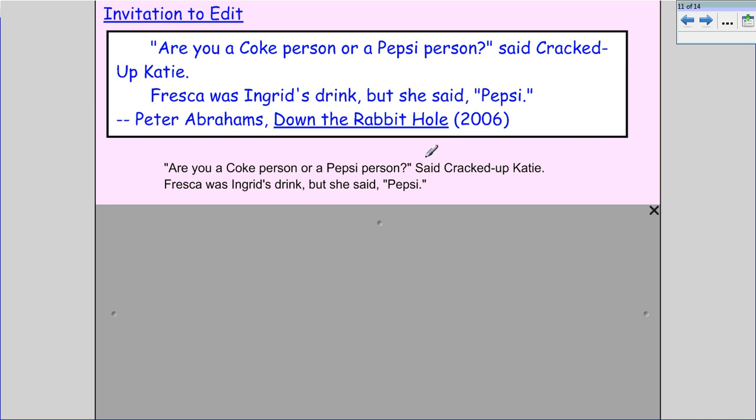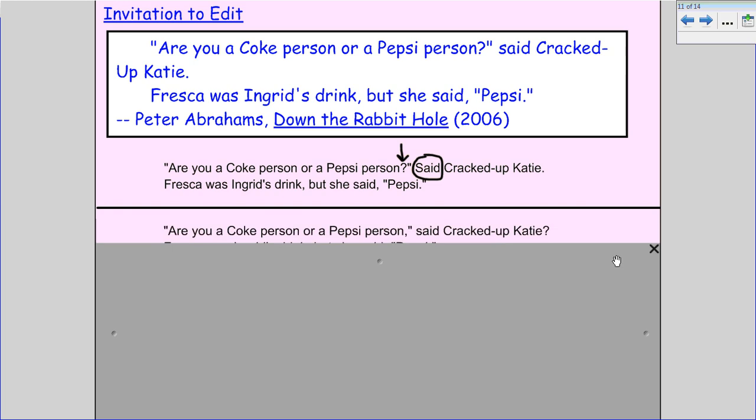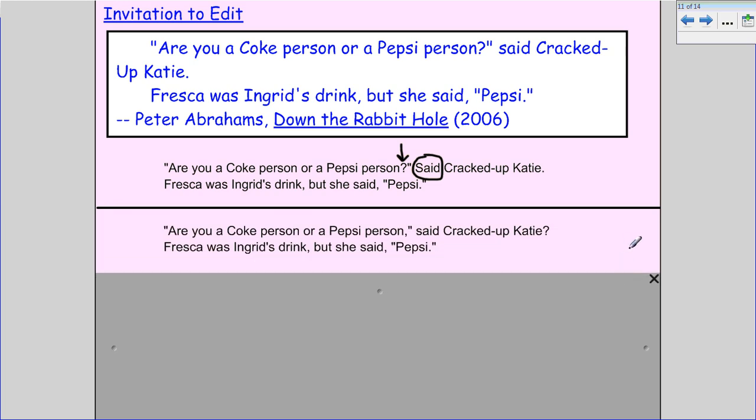Did you notice here that the dialogue tag was capitalized? The dialogue tag should never be capitalized, even if you have a question mark here. The dialogue tag is always going to be lowercase. Here's another example. Can you find the common mistake here? Go ahead, please, and pause the video until you find the mistake.